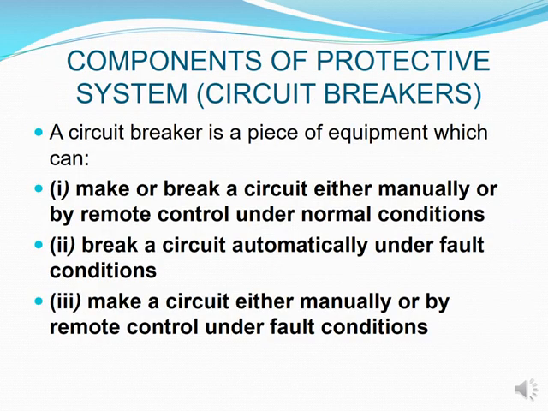Then we talk about our circuit breakers. And what a circuit breaker is, is that piece of equipment that can make or break a circuit either manually or by remote control under your normal conditions. That's the first one. So under normal conditions, you can either close or open a circuit. Then again, it can break a circuit automatically under fault conditions. And in protection, we really look at the automatic function.